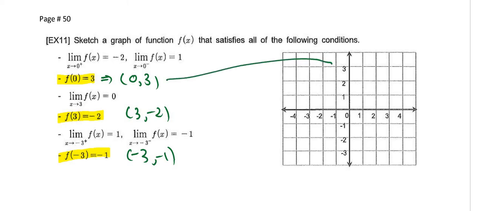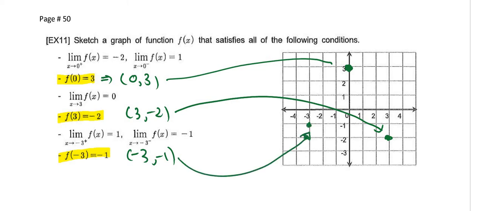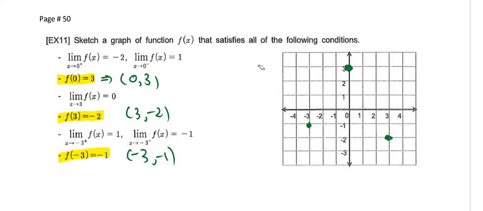This point is just right there. 3, -2 is here, so that's this guy right there. And -3, 1 is over here, like that. Okay, so plot those points first. I think that's probably the easiest part of this problem here.